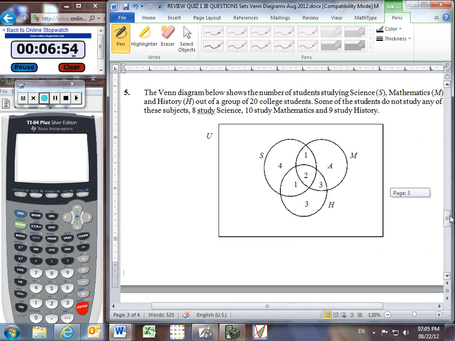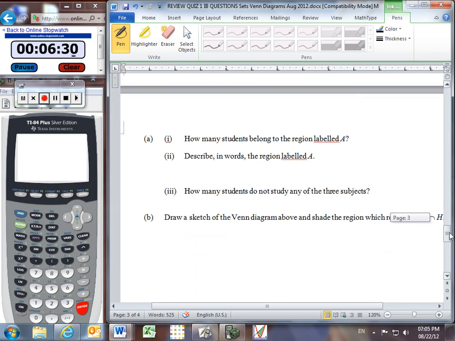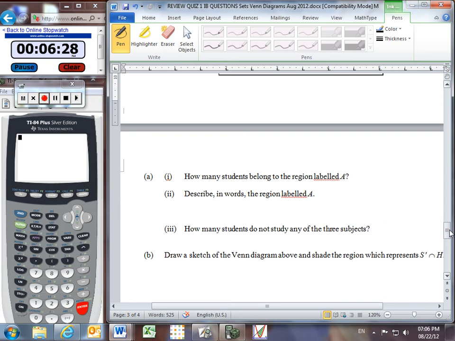Number 5. The Venn diagram shows the number of students studying science, math, and history out of a group of 20. Some of the students do not study any of these subjects. 8 study science, 10 study math, 9 study history. Alright, so we've got our Venn diagram. How many students belong to the region labeled A?